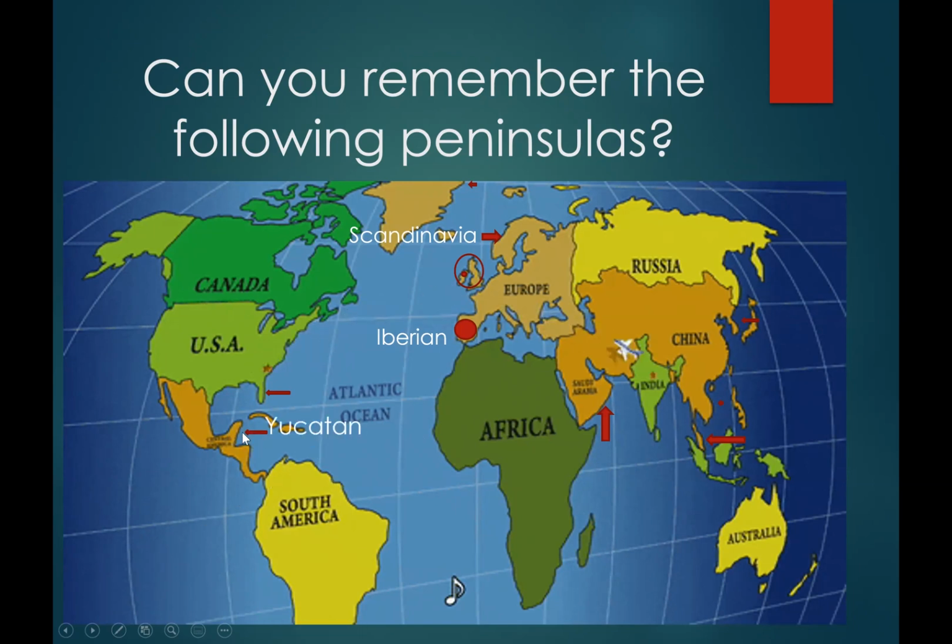We have the Yucatan Peninsula right here. And on what continent is the Yucatan Peninsula? This is North America. Yes, you are correct. And right next to the Yucatan Peninsula, we have the Florida Peninsula. Again, you can see water on how many sides? 3 sides. The Florida Peninsula is also located on what continent? North America is correct.